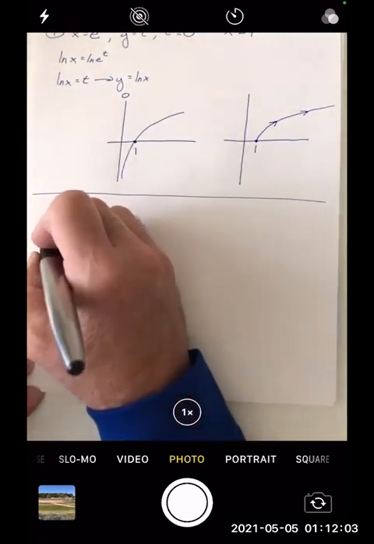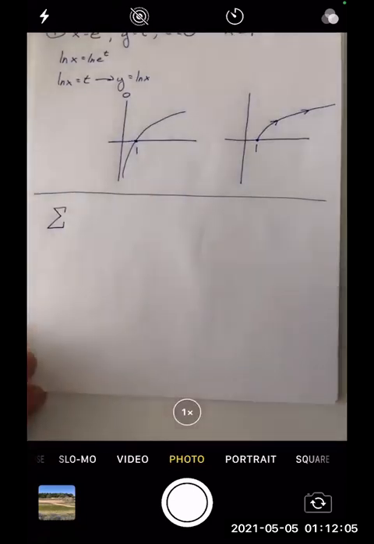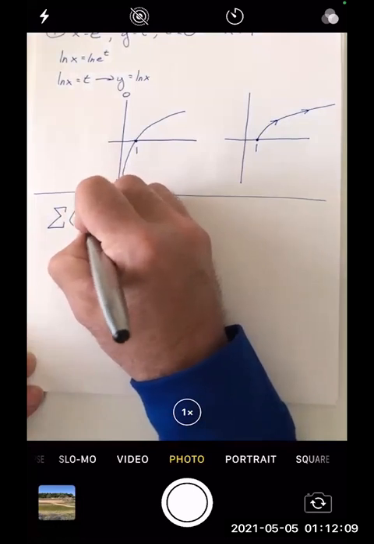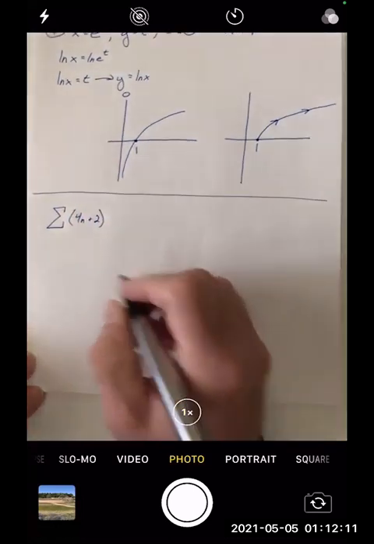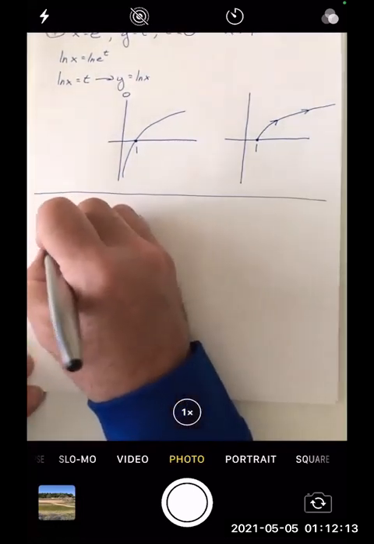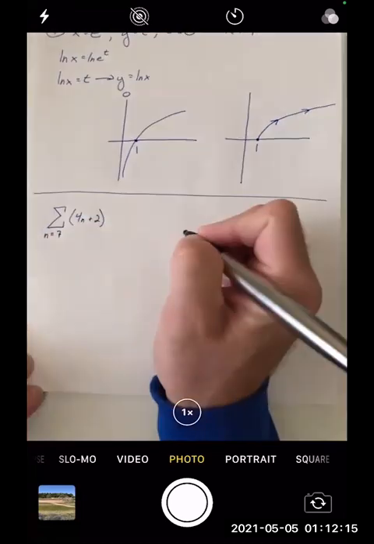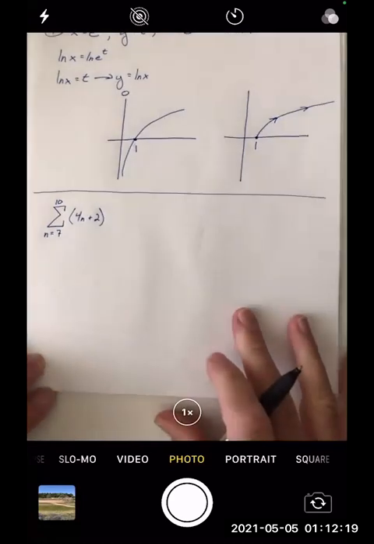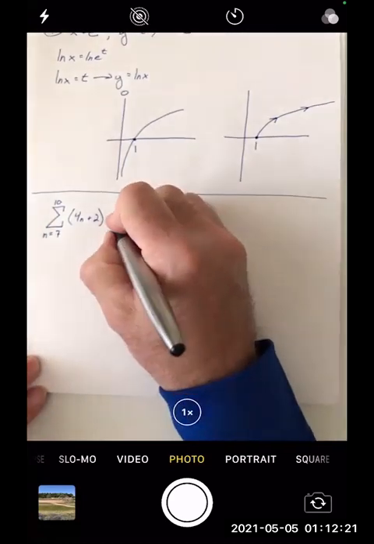The sum of 4n plus 2, and at the bottom n equals 7, and it's going to go to 10. Okay. All right.